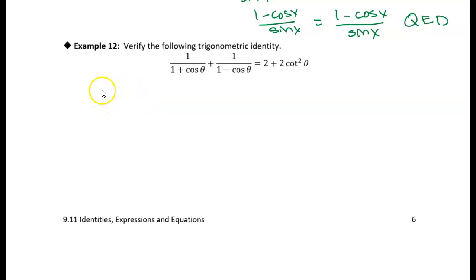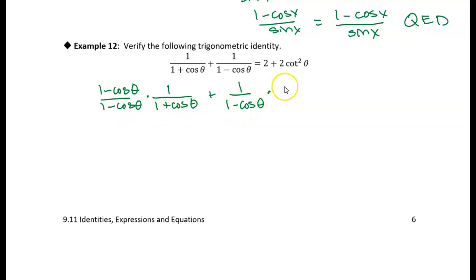I'm going to do that by taking the first one and multiplying by 1 minus cosine of theta over 1 minus cosine of theta. That's just 1, so I'm not changing anything. I can do that as long as I'm not changing the expression, right? And then I'm going to multiply that times 1 plus cosine of theta. And then we have this 1 minus cosine of theta. Now, if I want this to have a common denominator, I need to multiply by 1, expressed as 1 plus cosine of theta over 1 plus cosine of theta.